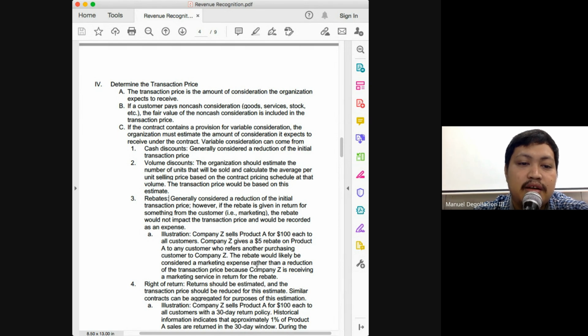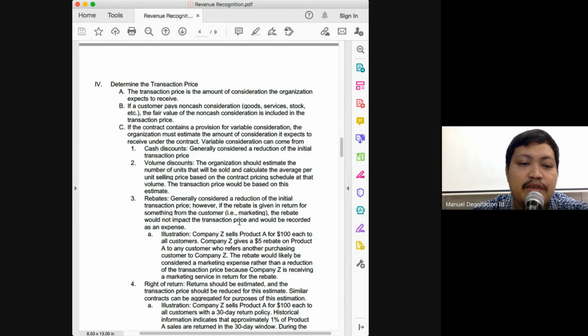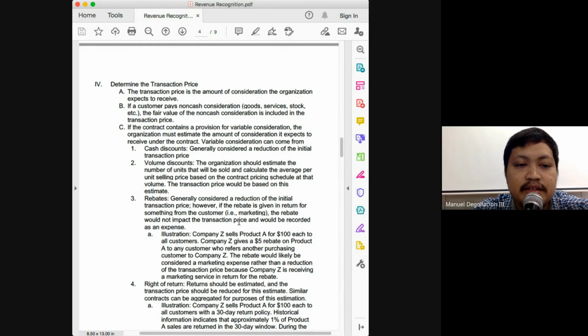Okay, since there is already an exchange of equivalent value, the rebate will no longer be treated as a deduction to your transaction price. So what then would be the treatment of the rebate if it is in return for something from the customer? Okay, the rebate now would not be a deduction to your transaction price, but since you would be giving something also to the customer, the exchange would be recorded as an expense. Very important. Rebates, a deduction to your transaction price, but if it is given in return for something from the customer, then it would be recorded as an expense. Very important takeaway.